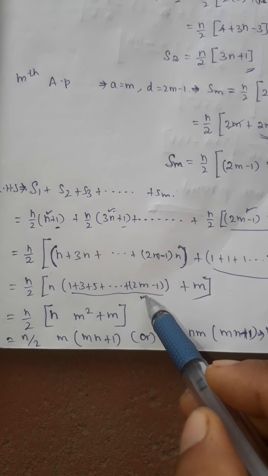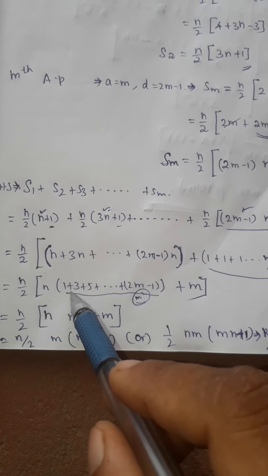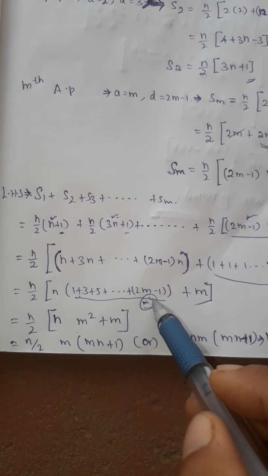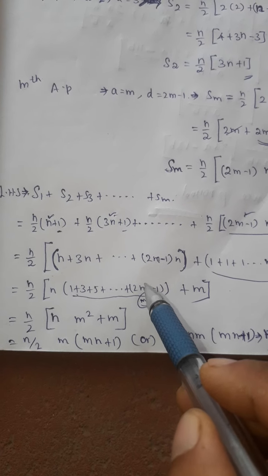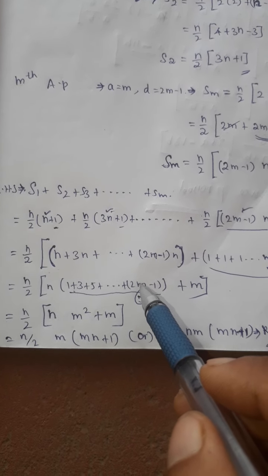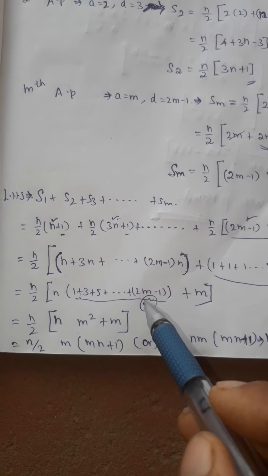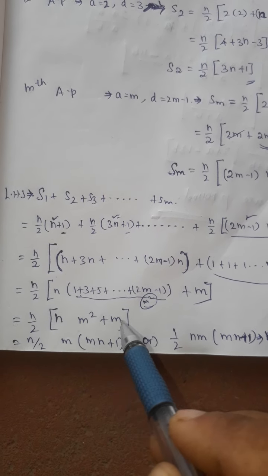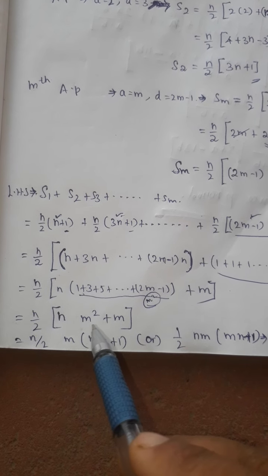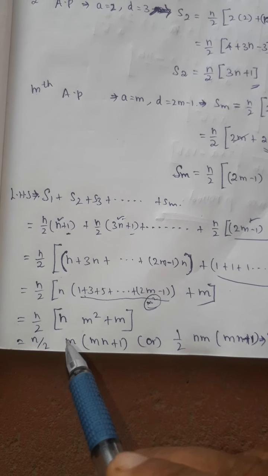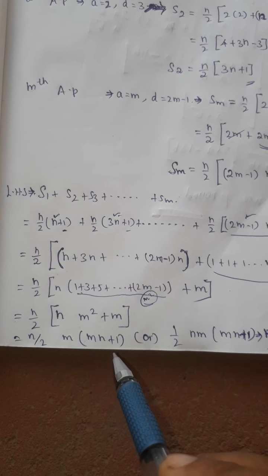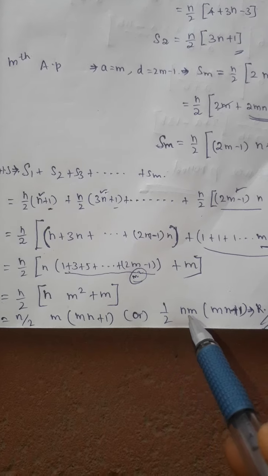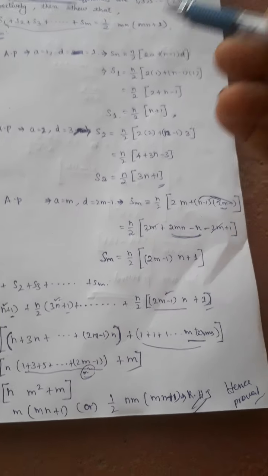So this is the sum of odd numbers formula. This formula gives m square only, from 1 to 2m minus 1. If it were n terms, it would be n square, but here m is given, so the formula value is m square. Substituting here, m square plus m. Taking m common, the remainder is mn plus 1. So n into m, we can write 1 by 2 mn plus 1. So this is the left hand side value.